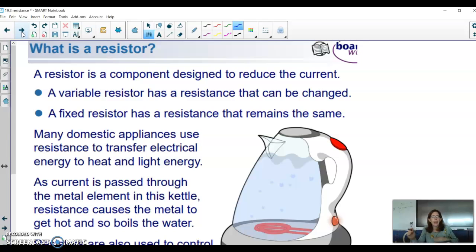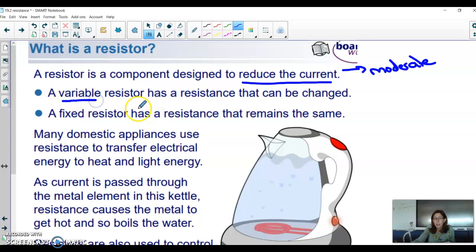So we have things in a circuit that are actually called resistors. In a circuit, a resistor is a component that's designed to reduce the current. It is a specific component designed to moderate the current, to make sure that the current is the precise value so that there's no damage to that particular substance. There are two different types. There's a variable resistor, which means the resistance can be changed, and then there's fixed, where the resistance is always the same number.